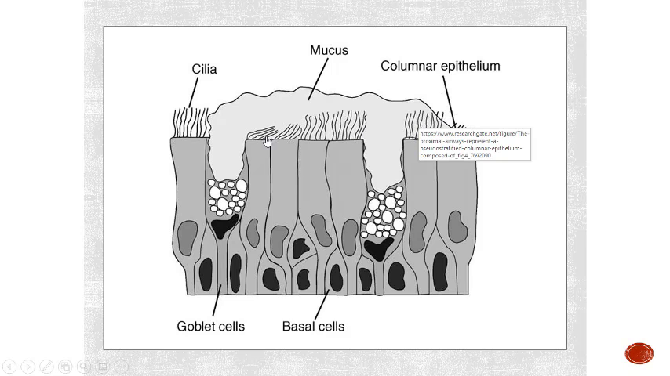The other thing I want you guys to know is the goblet cell. I want you guys to know that the goblet cell is what produces the mucus. So that is really important for you guys to know. I'm not going to test you on anything else with this diagram. Those are the main points that I really want to emphasize.